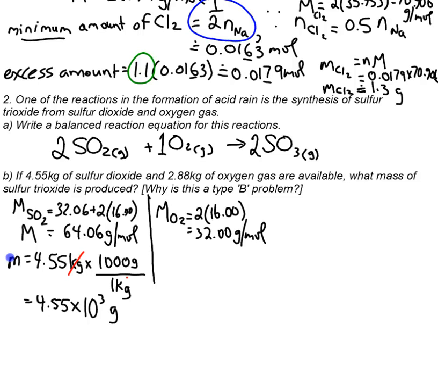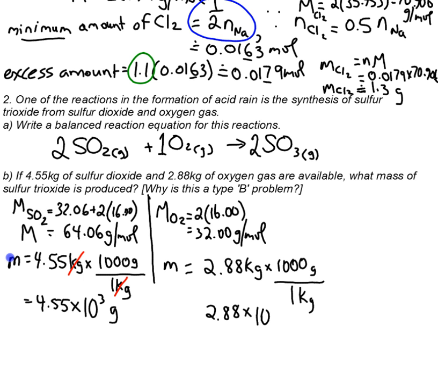Kilograms cancels out here. You can see how that works with the rate conversion. Let's go and do the same thing for oxygen. Oxygen is a gas, but gases have a mass, 2.88 kilograms. Multiplying that by 1,000 grams in a kilogram, that's going to go to 2.88 by 10 to the 3 grams. So we've got the mass of O2 and the mass of SO2.